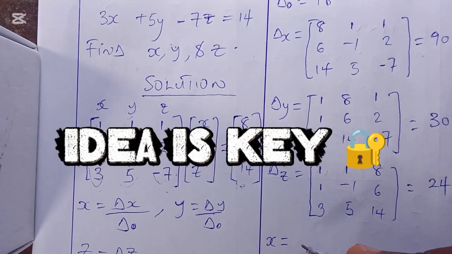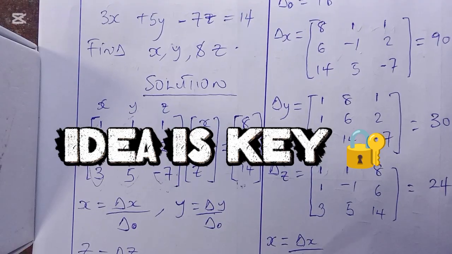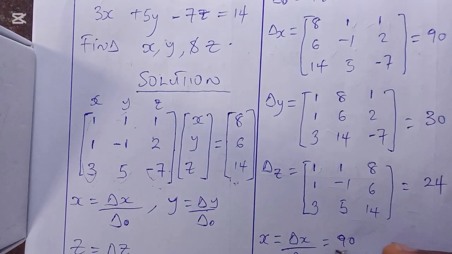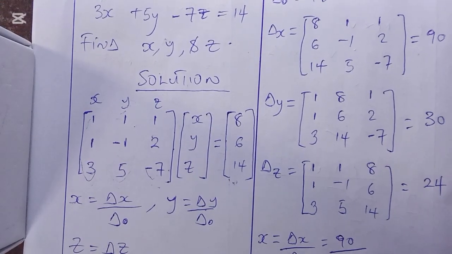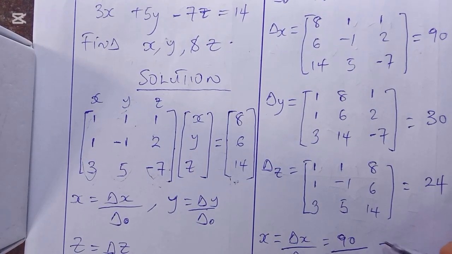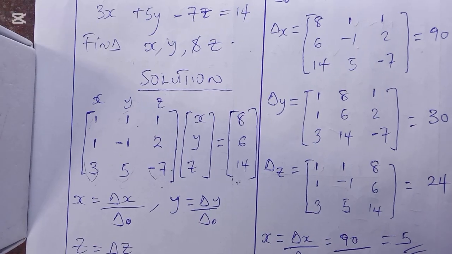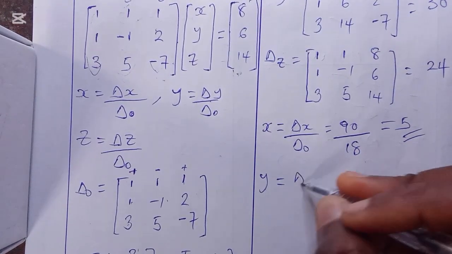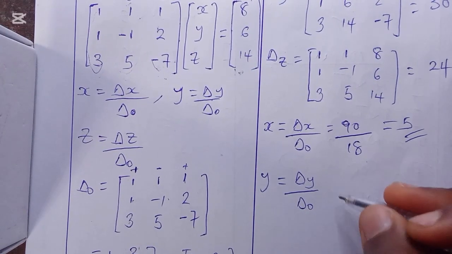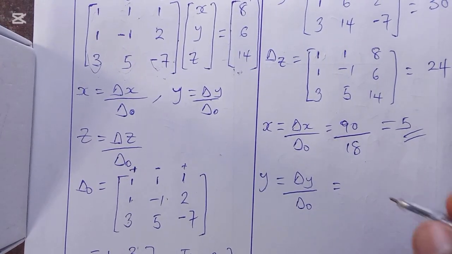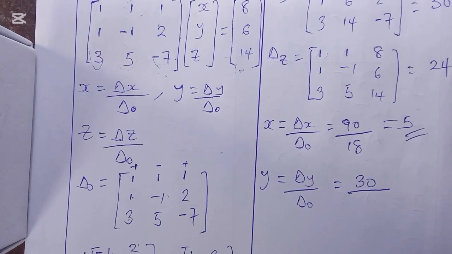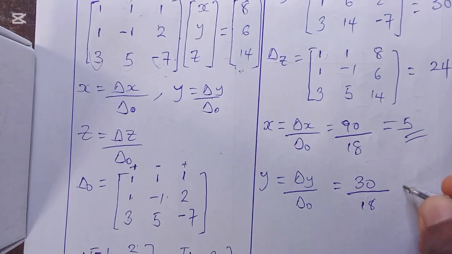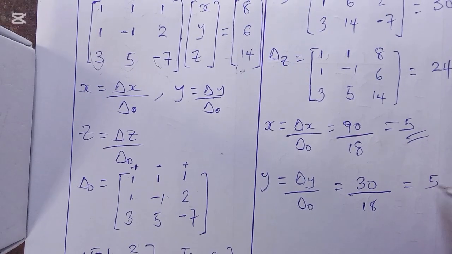So x now equals changing x over changing naught, right? Which is our changing x, we got it to be what? 90. And our changing naught was what? 18. 90 over 18 equals what? 5. We've gotten our x. Our y now. Our y is change in y over change in naught, right? And change in y is what? 30, all over our delta naught, which is 18. And 30 over 18 equals 5 over 3.